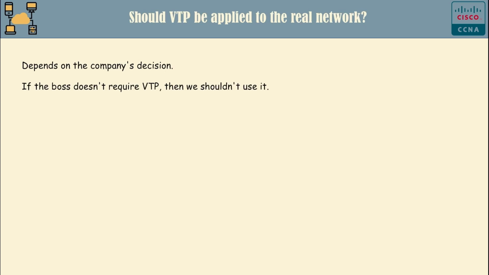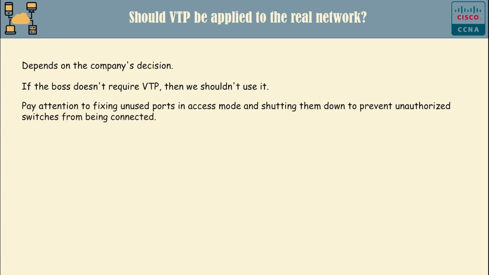If the company doesn't require VTP, then we shouldn't use it, as there are potential risks such as VLAN deletion that could lead to network-wide synchronization when forgetting to use client mode. Pay attention to fixing unused ports in access mode and shutting them down to prevent unauthorized switches from being connected. To configure multiple VLANs on switches, we can use a Python script, which will be presented at the end of the course.